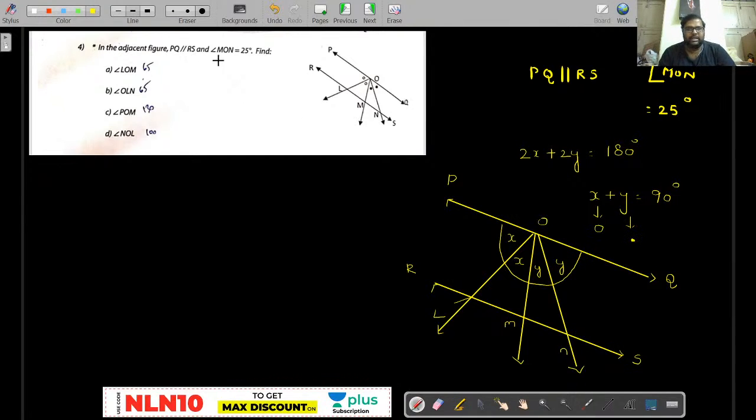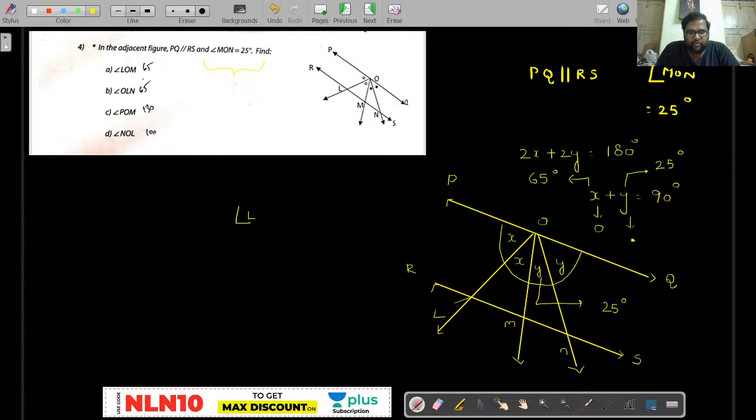Now, in the question it is given that angle MON is 25 degrees. Angle MON is nothing but Y. Y is given as 25 degrees. Am I right or wrong? Yes. So, Y is given as 25 degrees. Now, X will be how much? 65 degrees. Now, find out the answers there.